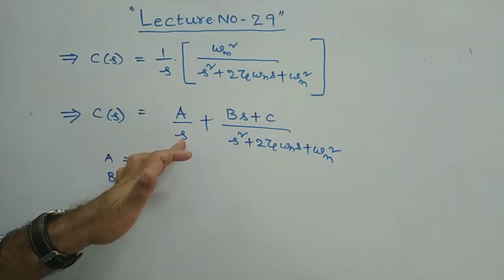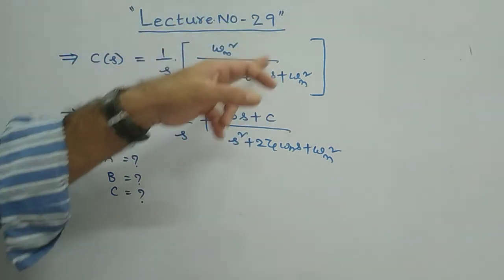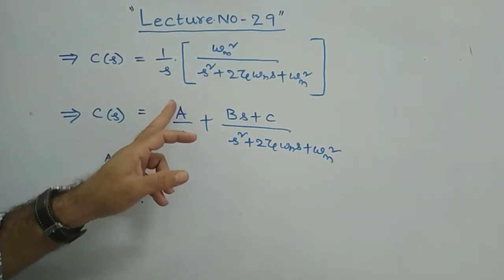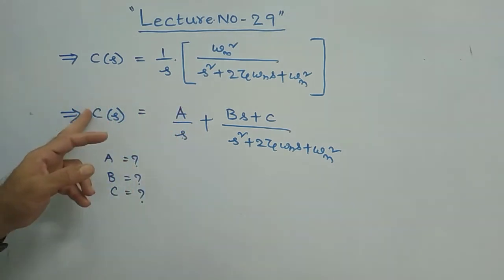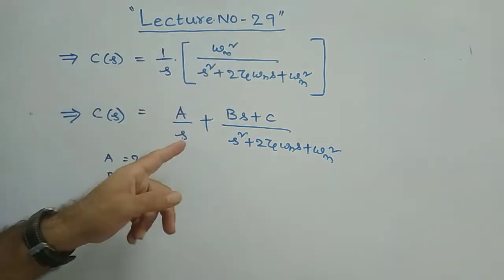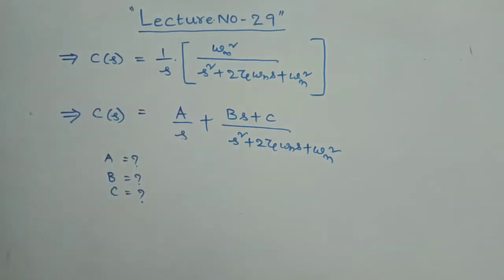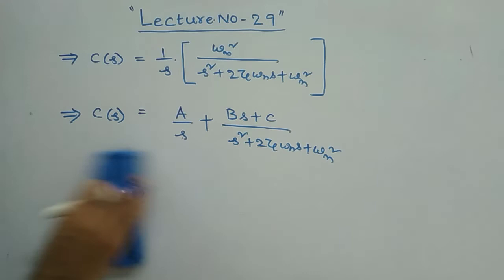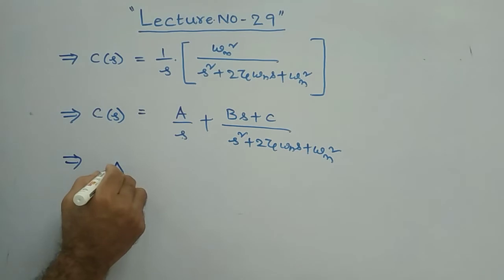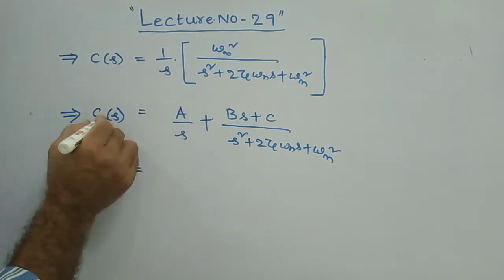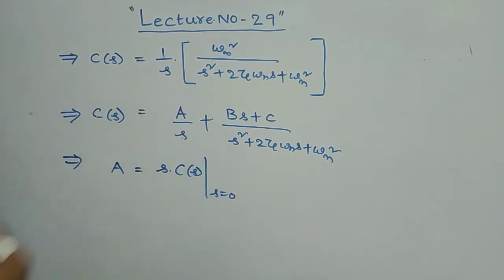In order to find the a value, you multiply C of s, which is this entire portion, by s. Therefore, s into C of s. I will write this for your better understanding. In order to find the a value, a can be obtained as a is equal to s into C of s, where s equals 0. Substitute s equal to 0 in that.